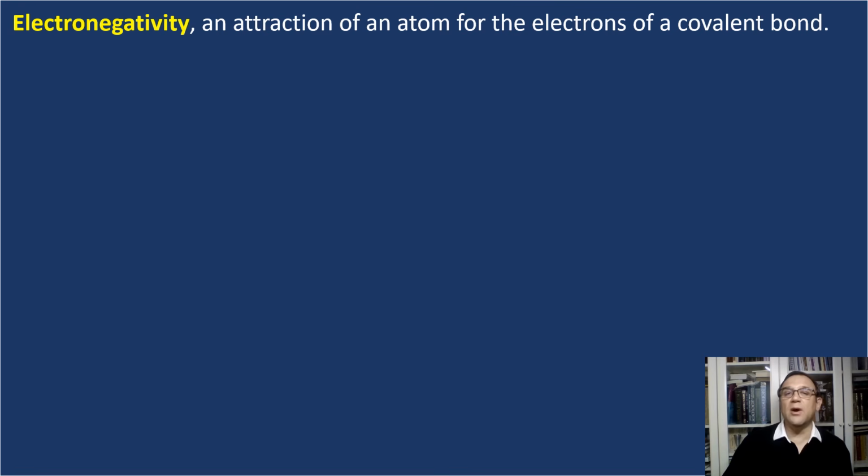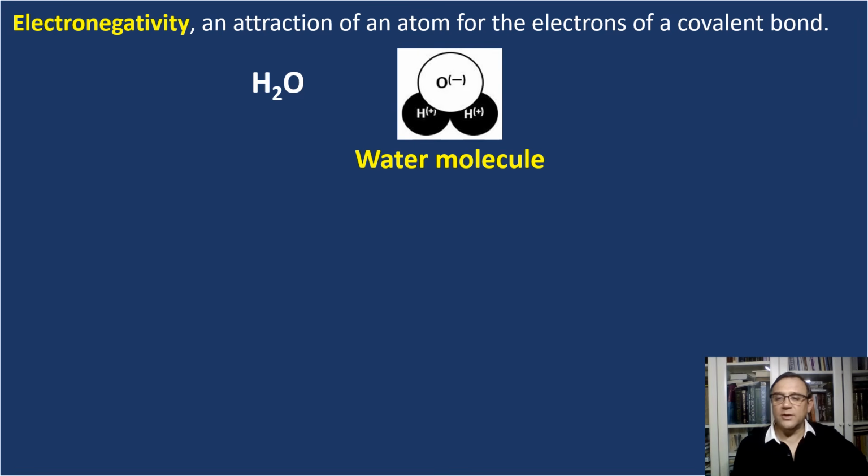Now let's talk about electronegativity. Electronegativity refers to an atom's ability to attract electrons in a covalent bond. For example, in a water molecule, oxygen is highly electronegative and pulls electrons towards itself, giving it a slight negative charge, while hydrogen atoms carry a slight positive charge. This is why oxygen in water molecules is often described as electron hungry. In this case, the slight charge in parentheses means slight charge.